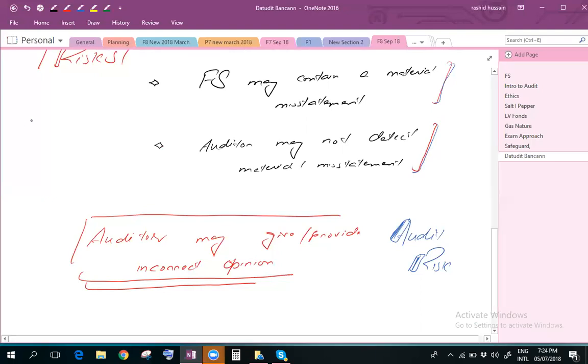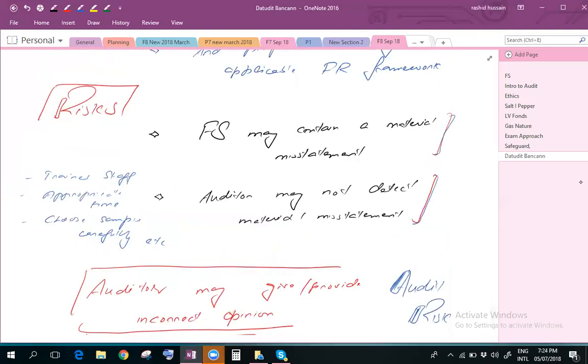How? Initially I said that the financial statements may contain a material misstatement, which comes from the management, and the auditor may not be able to detect the material misstatement, which is related to the auditor. First, let me describe how I am going to reduce my risk as an auditor. I'll use trained staff. I'll spend appropriate time on the audit client. I'm going to choose the sample carefully. I will ensure that I am applying professional skepticism, etc. So this is how I can reduce my own risk. But now, coming to the risk that the financial statements may contain a material misstatement, how am I going to cater to this risk? You need to take an understanding of the entity in order to understand the risk of material misstatements.